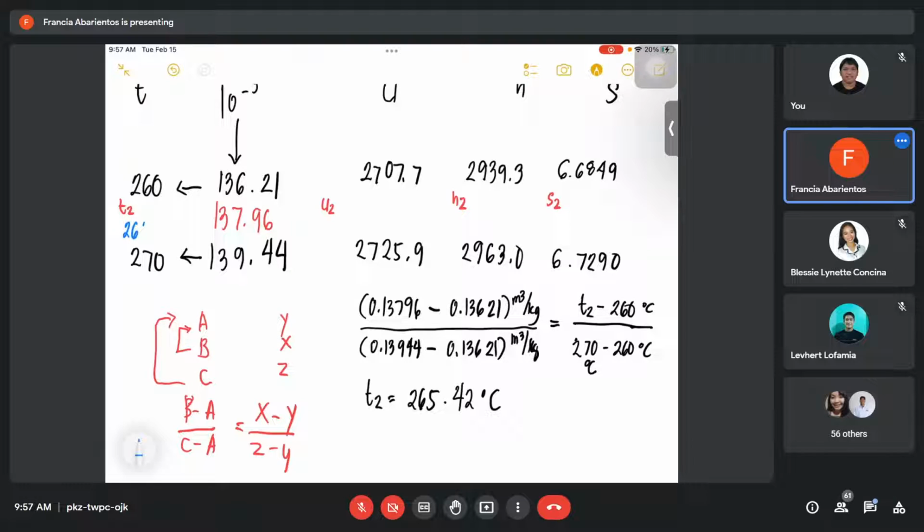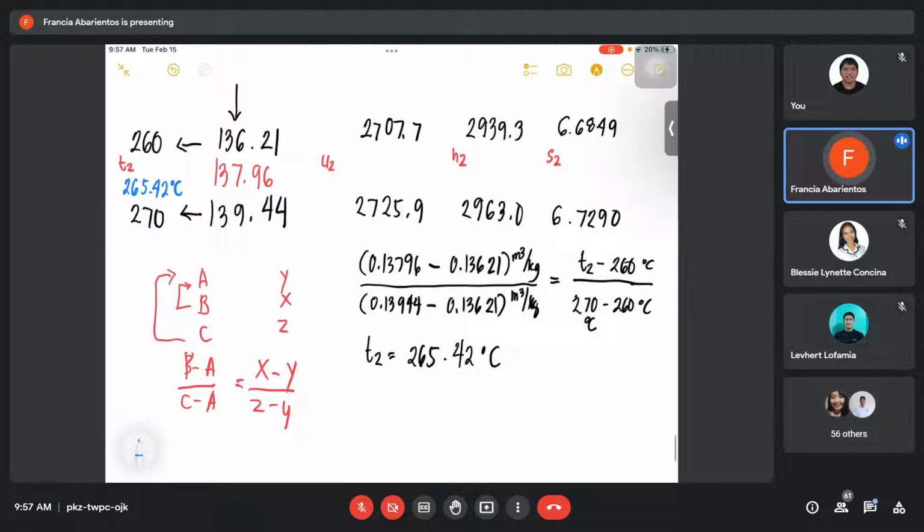265.42. Okay, gawin nyo na. Solve also in the finding the internal energy. Sa internal energy class, using the interpolation. Sige nga. Ayan, nakastore na yung ano ko.